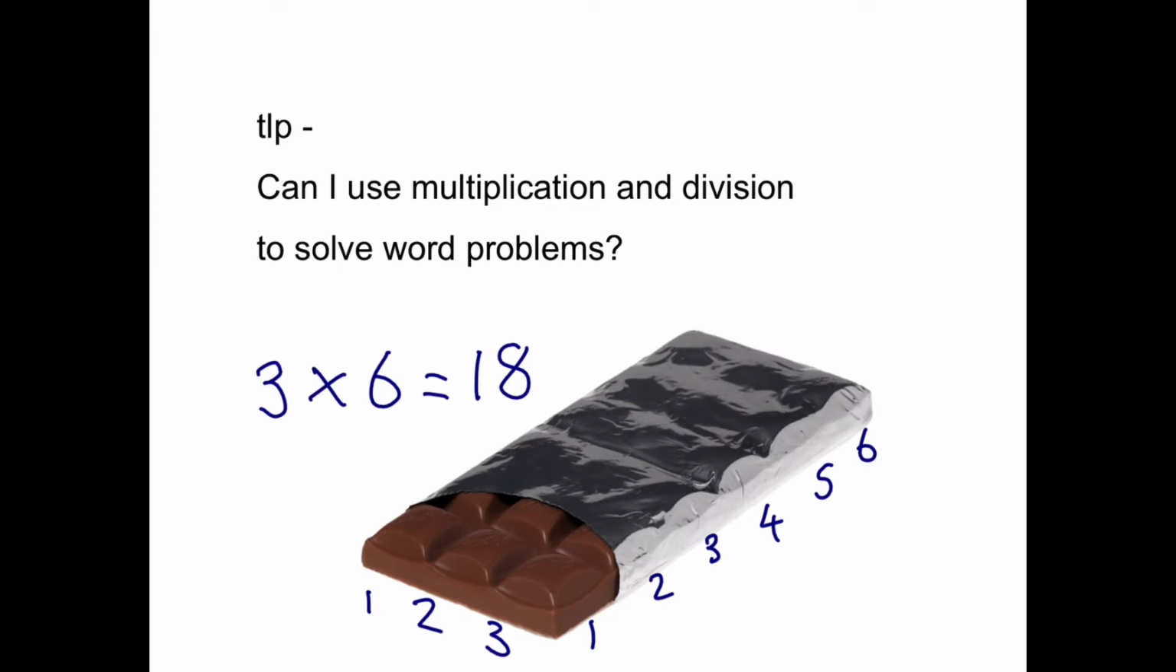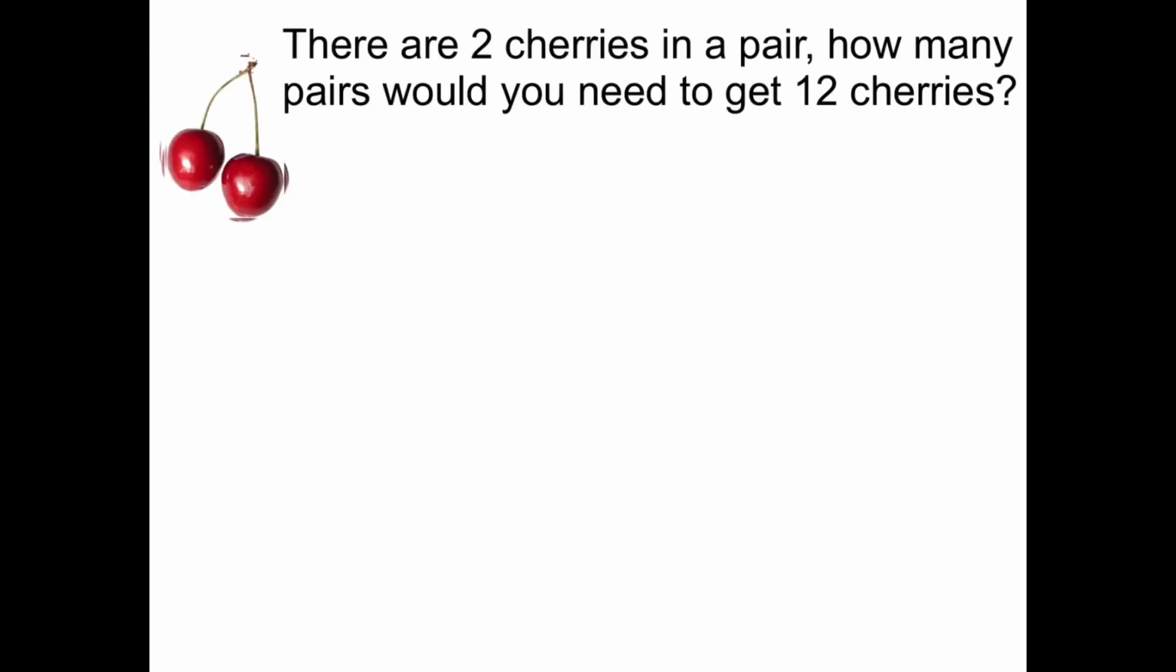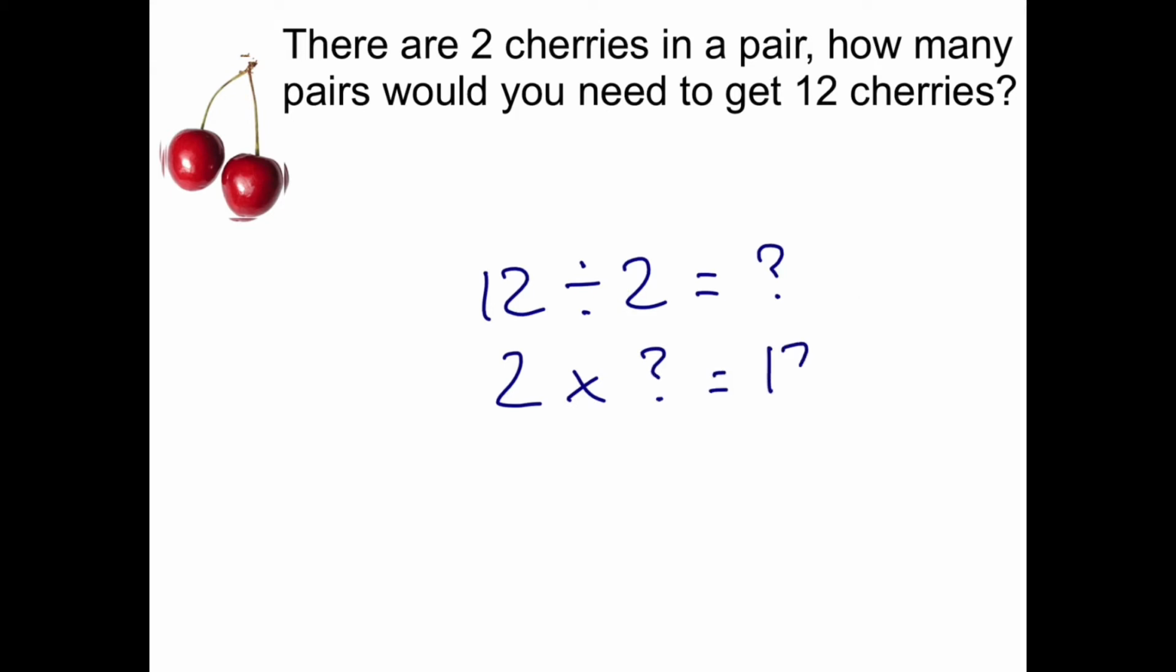So we're going to be reading some word problems together and then thinking about what the number sentence is that we need to solve the problem. So the first one says, there are 2 cherries in a pear. How many pears would you need to get 12 cherries? So you can think about that as a dividing one. It's how many 2s are in 12. So it could be 12 divided into 2s equals what? Or you could think of it as a missing number times. 2 times something equals 12.